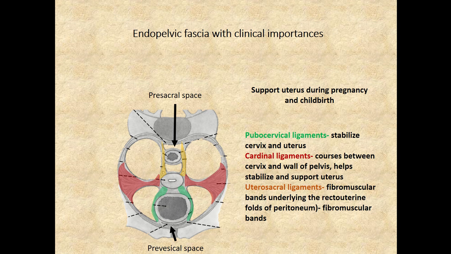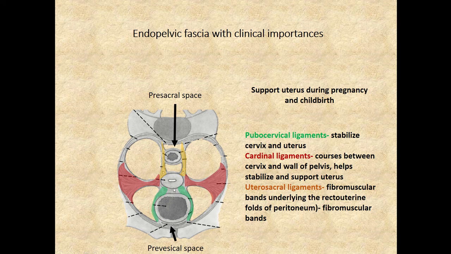And these condensations are also referred to as ligaments, even though they don't course between bones. But these condensations of fascia can be damaged during childbirth and pregnancy. And so damage to them can cause problems and prolapse in the uterus. And so that's why it's important to understand their role and where they're located.